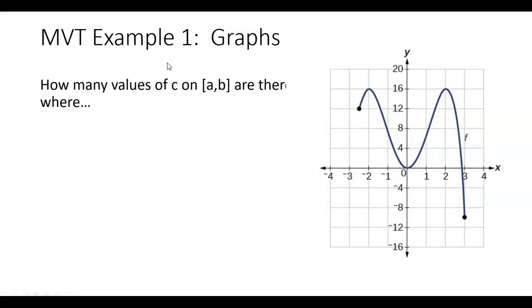Now let's talk about a few ways that that question can be asked. There are 3 pretty common ways that it's asked. One of those is when you're dealing with a graph. When you're dealing with a graph, they'll typically ask you how many values of c on the interval from a to b are there, where, and that's going to be worded a few ways.